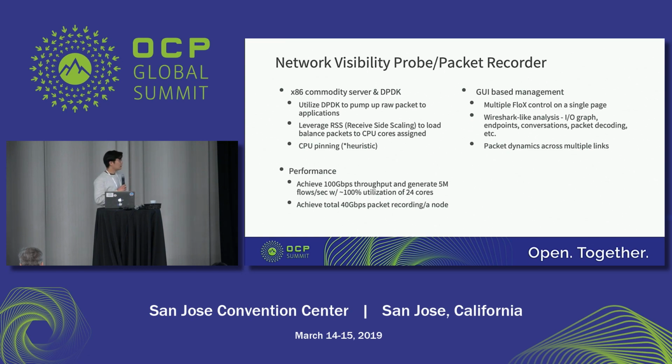So in this probe, we can achieve 100 Gbps throughput and generate 5 million flows per second with 100% utilization of the 24 cores. We also have a DPDK-based packet recorder. It achieves 40 Gbps of packet recording per node. So if there are multiple nodes, we can increase the total volume of packet capture.